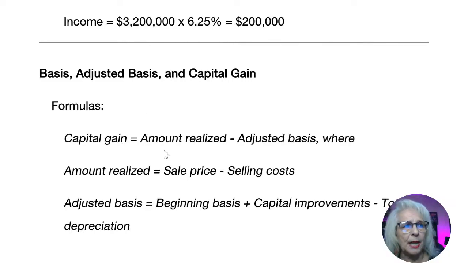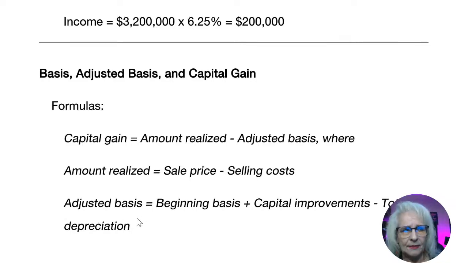Formulas. Capital gain equals amount realized, the profit they made, minus adjusted basis, where amount realized equals the sales price, okay, the original price, minus the selling cost. Selling cost, right? What is the cost of selling real estate? Clients will ask us that. So how much is it going to cost me to sell my property, my land, my building, my house?